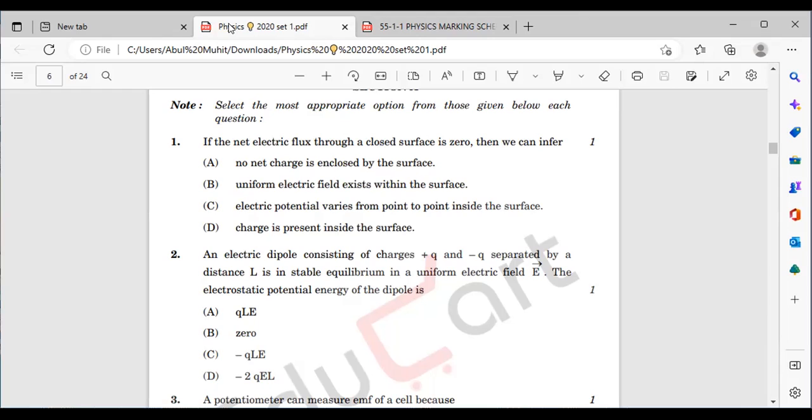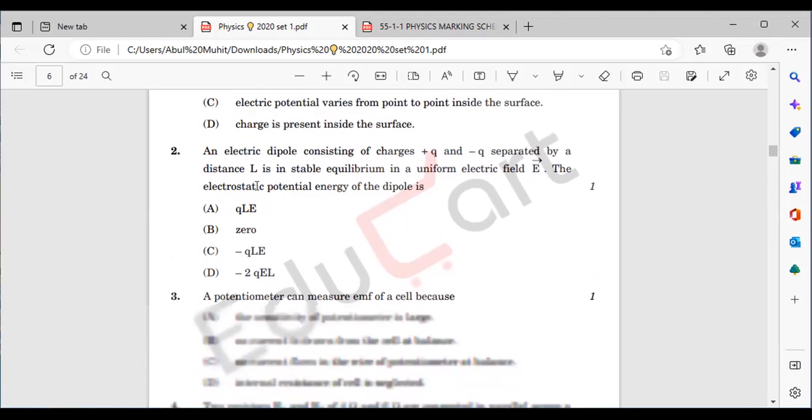Are you understanding? Yes, sir. And 1 by 4 pi epsilon 0 QL will become E. Now this will become E, E into, that is minus QLE. This will become the answer. Is that clear? Just a little simplification is there. Okay. Now go to the next one, third one.